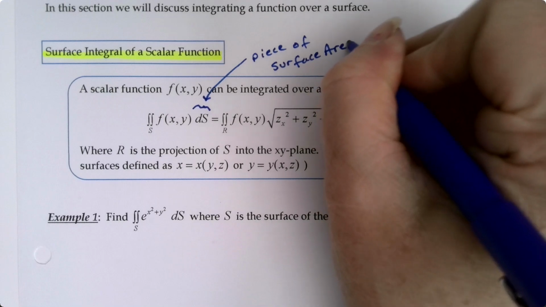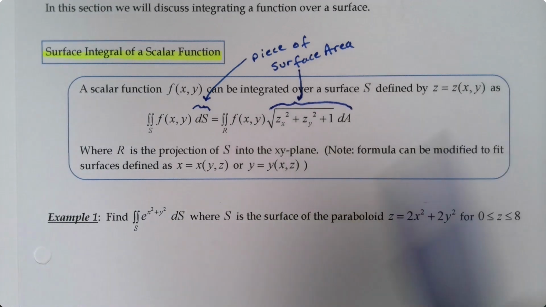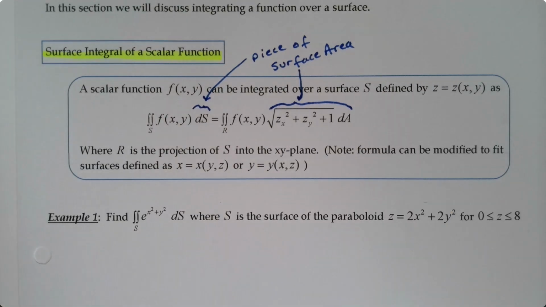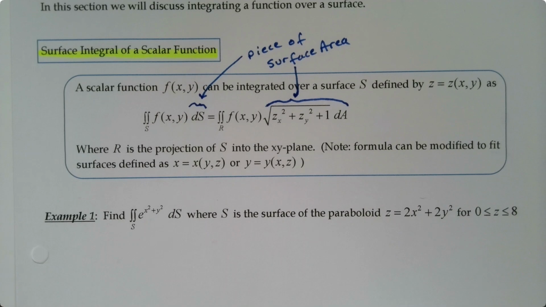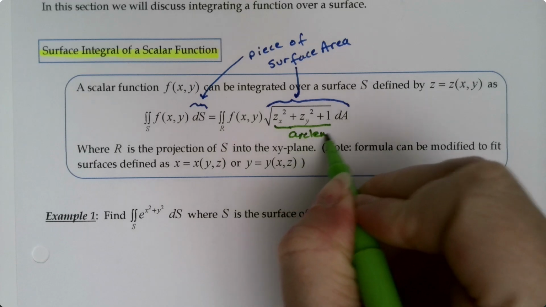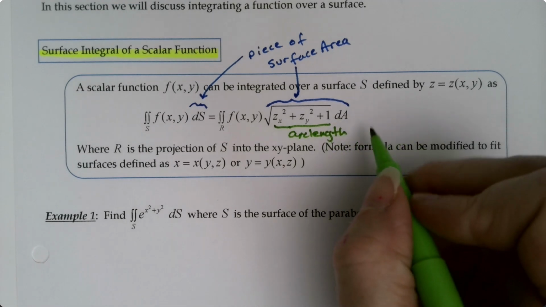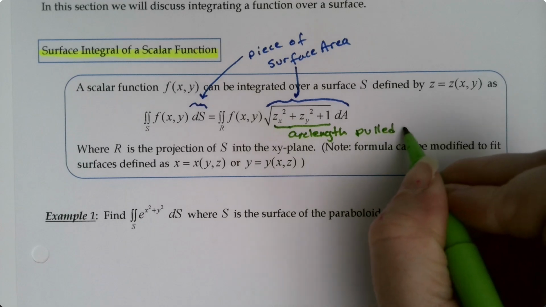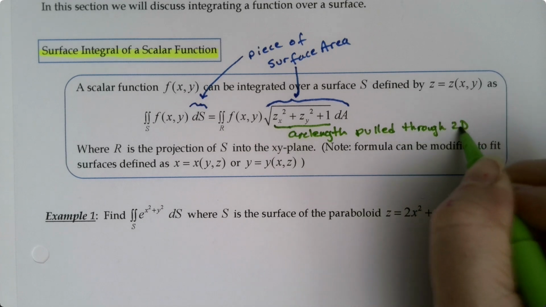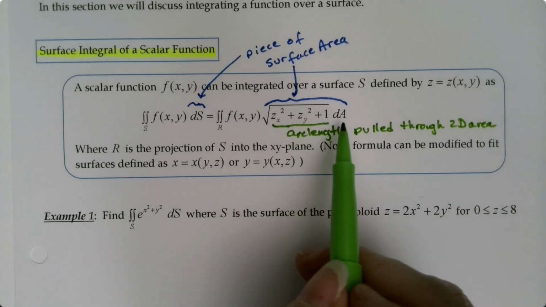Now, how does that really work? Well, that's what this component is right here. That's the surface area piece, right? If this looks familiar to you, this is the arc length formula. So you're taking your arc length and you're pulling it through an area. So this is arc length. It should look familiar. We've seen arc length looking similar to that back in the day. And you're pulling it through a 2D area. Area is denoted by the A right there.